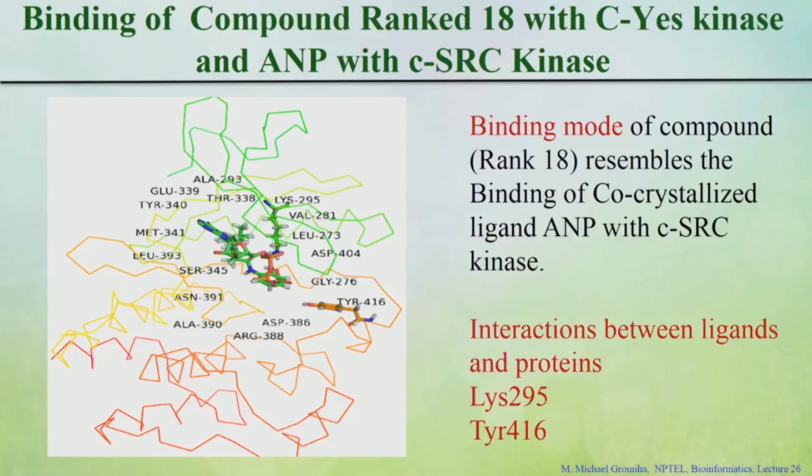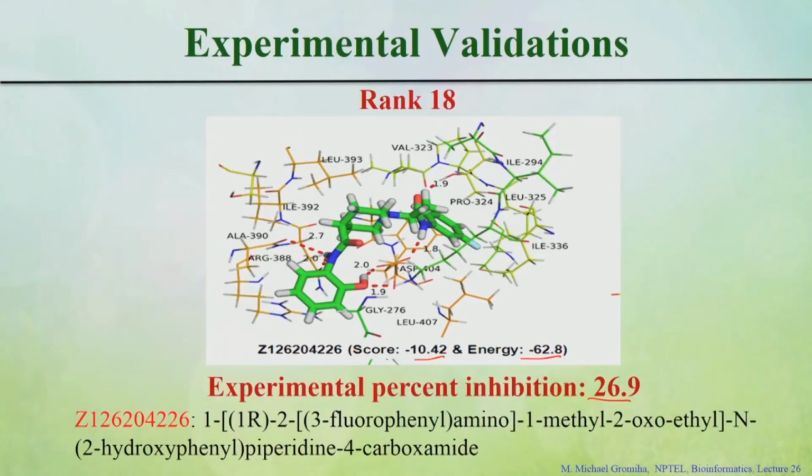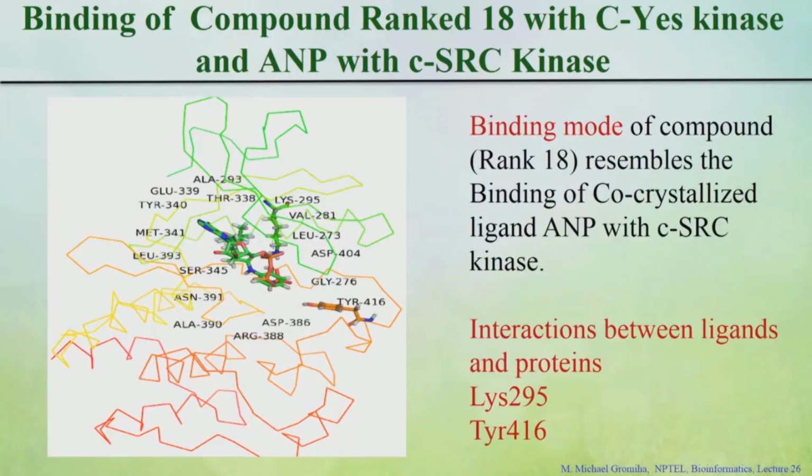Then we can compare this compound we obtained from CSK kinase with our molecule, our compound. This is the ZINC ID for the compound. If you see the crystal structure, a similar type of compound is available with CSK kinase and ANP. In this case you can see the interactions, mainly lysine 295 and tyrosine 416. Those are the main interactions when it is co-crystallized with the ligand ANP. So, you can see similar interactions with the co-crystallized structure as well as the one we identified using virtual screening.